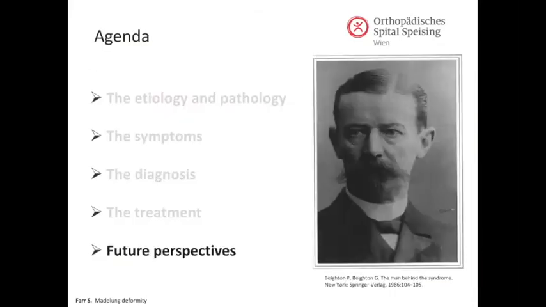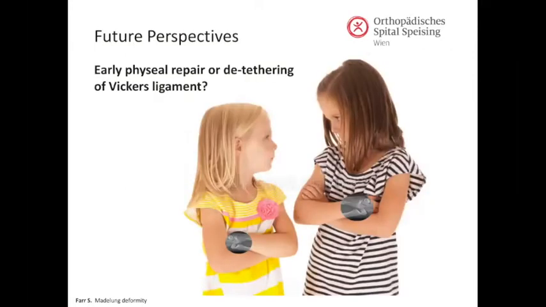But I think the future perspective and the main question is related to early physeal detethering and early physeal repair. So you can see here siblings, 2 girls, which I see frequently in my office as well. So a girl with Madelung deformity and her younger sister. So the question is really, is early detethering warranted in cases which might have a Vickers ligament and might have a Madelung deformity, but which has not established yet because they are like 7, 8 years old and not during the growth spurt already.